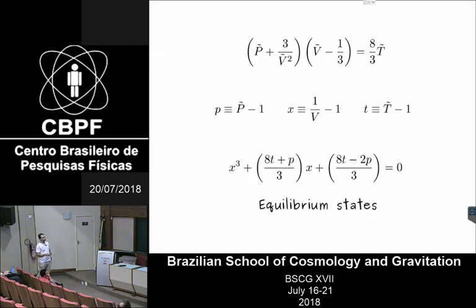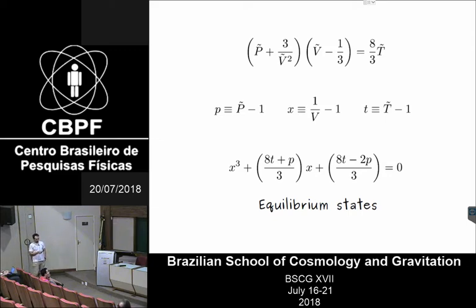And now we define, just to make a shift of the origin of the coordinates, then we end up, this equation over here is written as this one, right? So this is going to be the description. So x is just the density shift, right? t is the temperature shift, and p is the pressure shift in dimensionless variables.